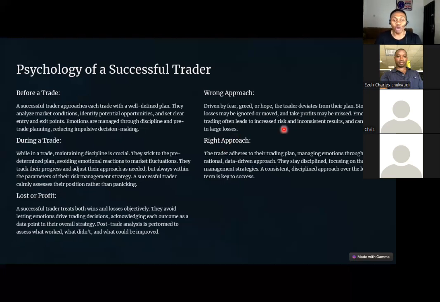So the right approach I'm teaching you guys today, and which I want us to practice from today, the market is opening in a few hours. The trader adheres to their trading plan, managing their emotions through a rational, data-driven approach. They stay disciplined, focusing on their risk management strategy. A consistent, disciplined approach over the long term is key to success.